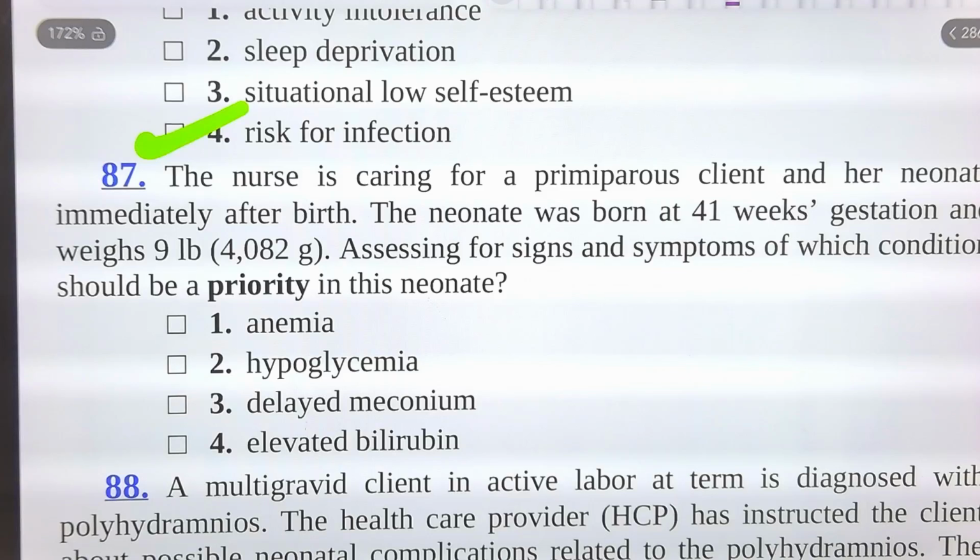The nurse is caring for a primiparous client and her neonate immediately after birth. The neonate was born at 41 weeks of gestation and weighed. Assessing for the sign and symptom of which condition would be the priority at this time? Read all the options. What can be the right one? 41 weeks मतलब पोस्ट टर्म बेबी है, तो पोस्ट टर्म बेबीज को कौन सी कंडीशन होने के चांसेस है? That will be hypoglycemia.